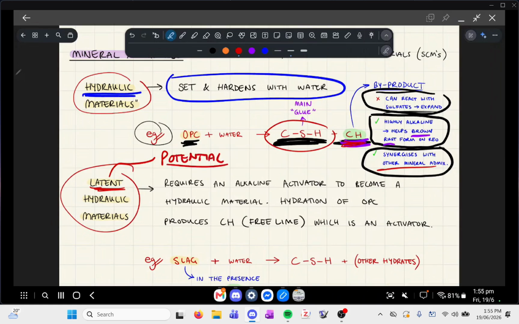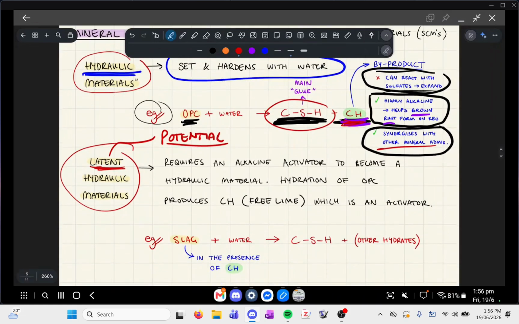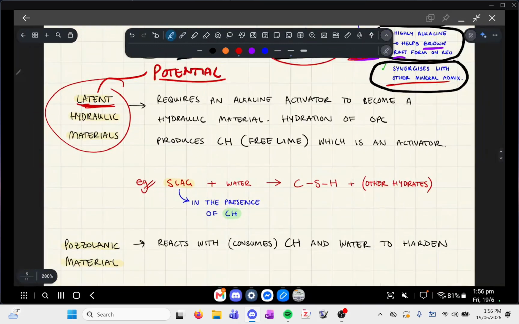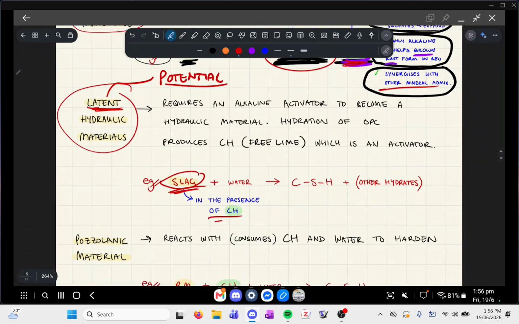So what conditions do we need for these other things to basically produce a hydraulic reaction? Okay, so a type of mineral admixture that we use is blast furnace slag, and I'll explain that more in the next slide. But let's just say when you have slag with water, this is a latent hydraulic reaction. So what we need in order for this reaction to happen is CH.